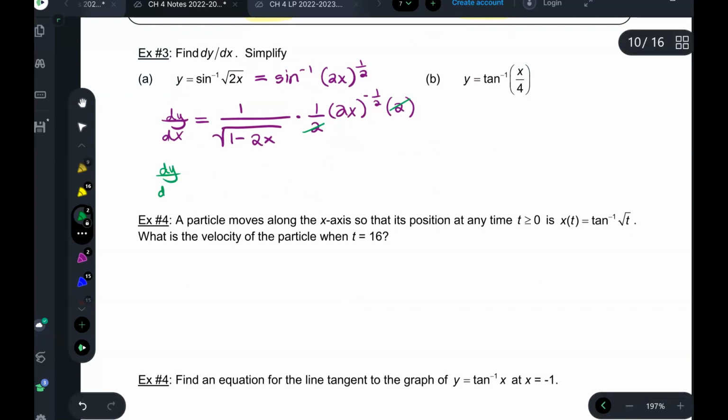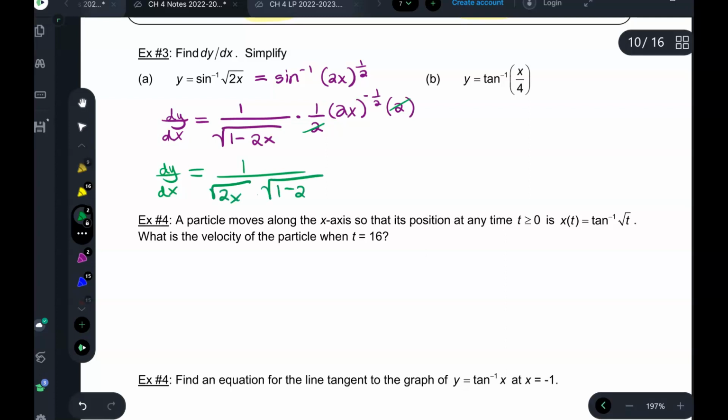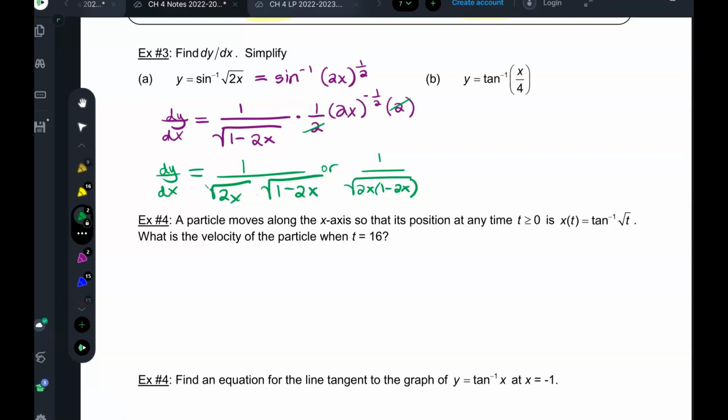And let's see, how can I rewrite this? 1 over, now technically that's 1 over the square root of 2x. I'm actually okay if you keep it separate, or if you want to combine it all underneath one square root, I'm fine with that. I'm not real picky. So you can just do 2x times 1 minus 2x. You can distribute it if you want, not necessary.